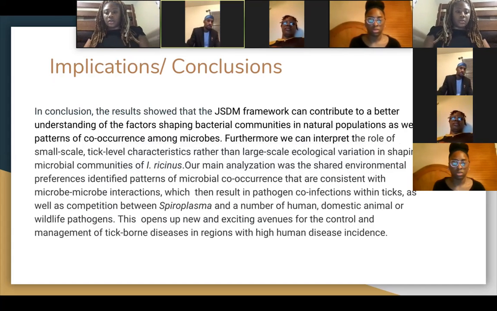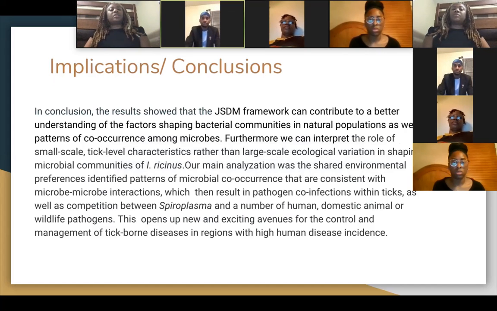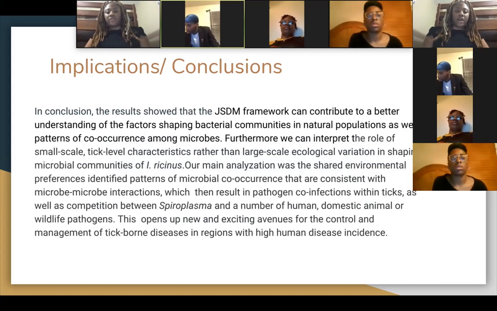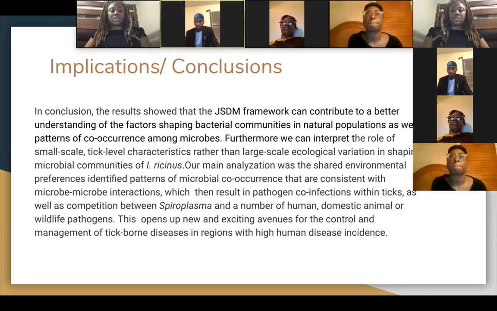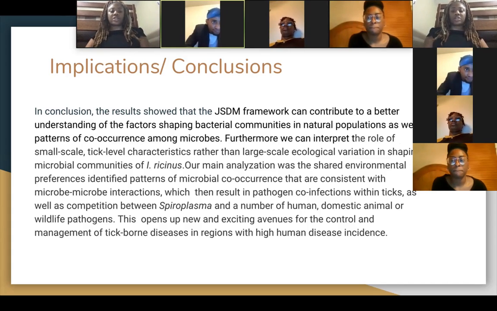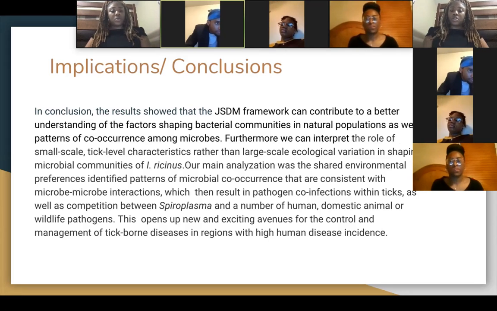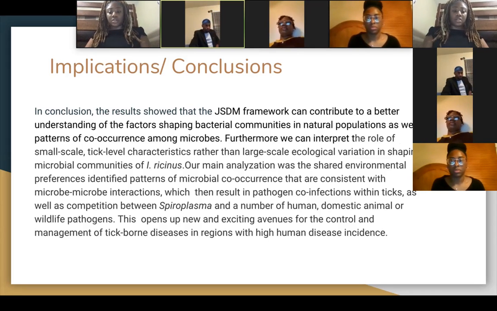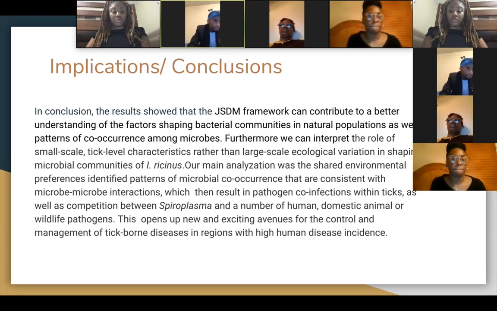Implications and conclusion. In conclusion, the results showed that the JSDM framework can contribute to a better understanding of the factors shaping bacterial communities in natural populations, as well as patterns of co-occurrence among microbes. Further, we can interpret the role of small-scale tick-level characteristics rather than large-scale ecological variation in shaping microbial communities. Our main analysis was that the shared environmental preferences identified patterns of microbial co-occurrence that are consistent with microbe-microbe interactions, which then result in pathogen co-infections within ticks, as well as competition between Spiroplasma and a number of human, domestic animal, or wildlife pathogens.